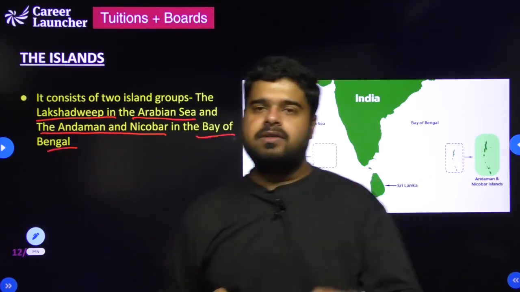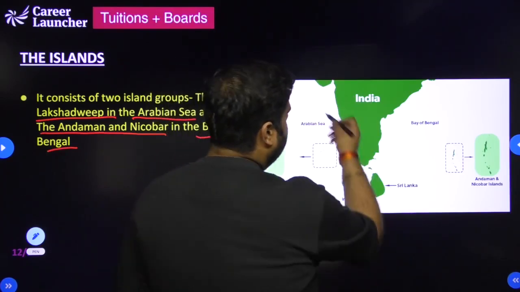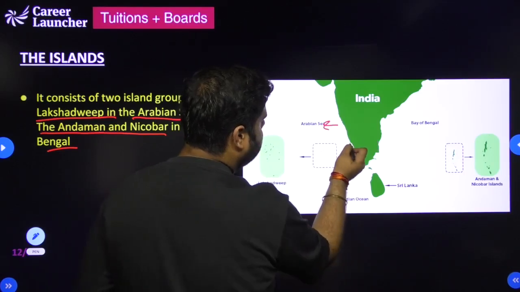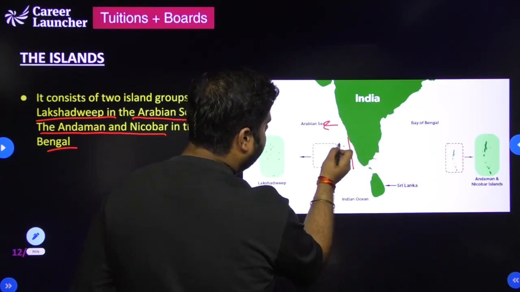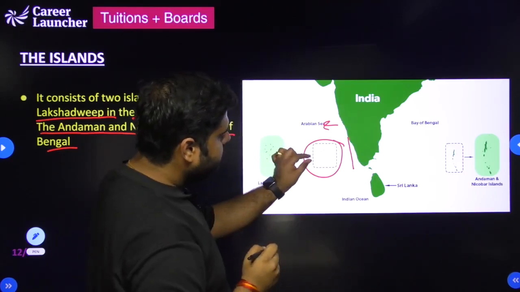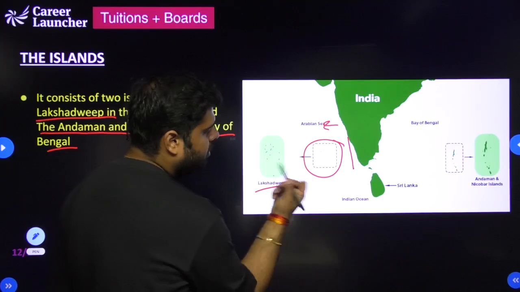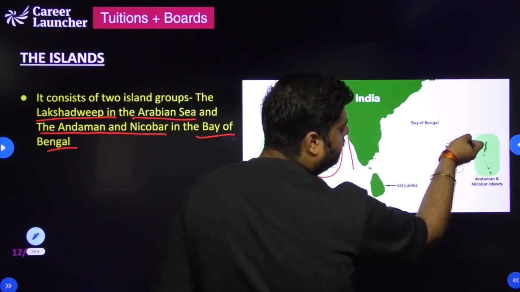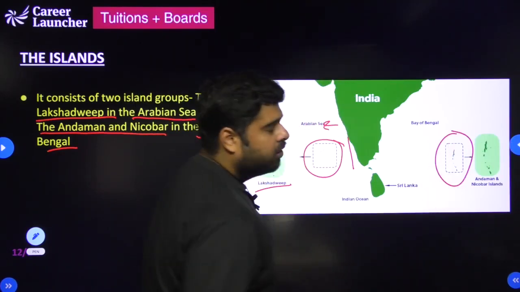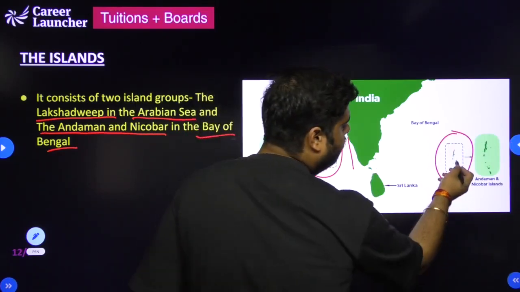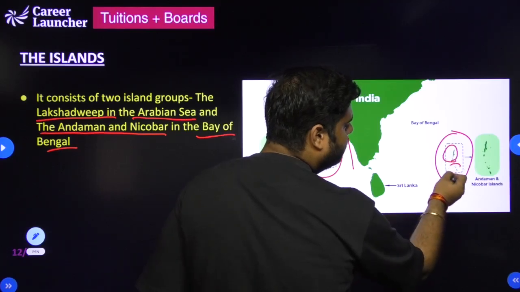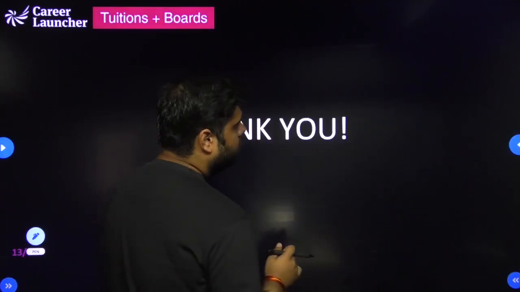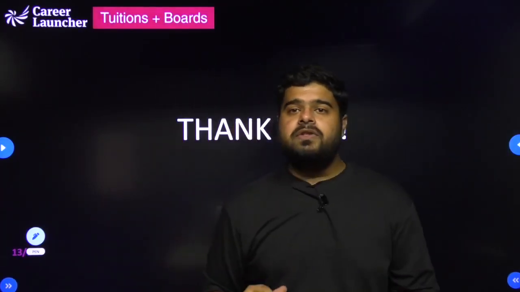So let's understand from the map. This is mainland India. In the Arabian Sea, just parallel to Kerala, we have this group of small islands which are the Lakshadweep Islands, right? On the eastern part, we have these island groups which are called the Andaman and Nicobar. The northern part is the Andaman and the southern part of the island group is Nicobar Island. So that was all about the physical features of India.